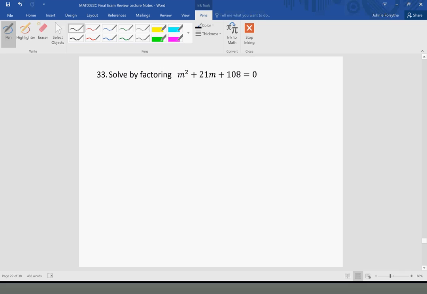Okay, 33. Now we're going to solve by factoring. So the way you do that is you would factor it just like we just did previously. And then once you get your factors, you set them equal to 0 and solve each individual equation to get your solutions. So we have a trinomial here, and we do not have a greatest common factor to factor out. And so we're going to start by setting up my binomials.